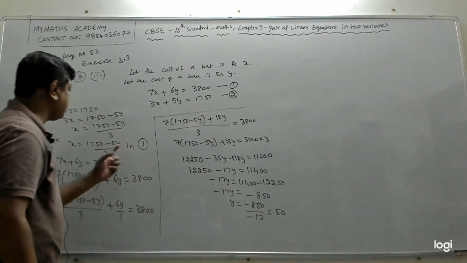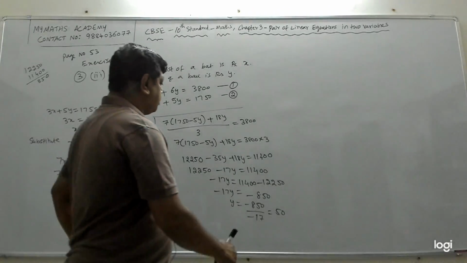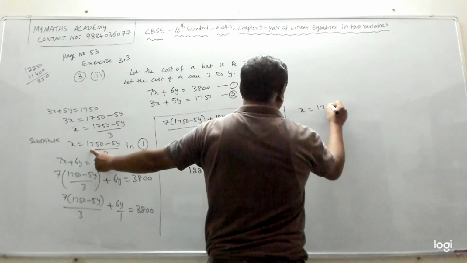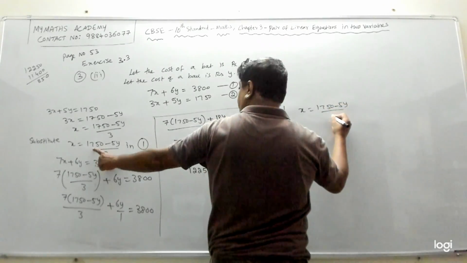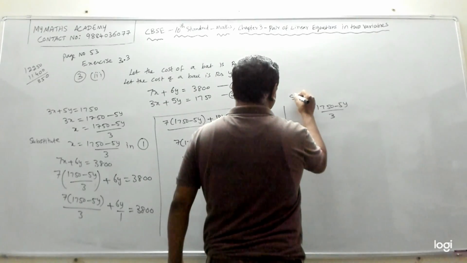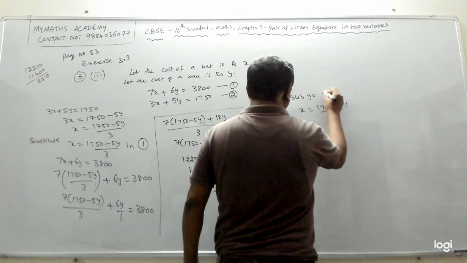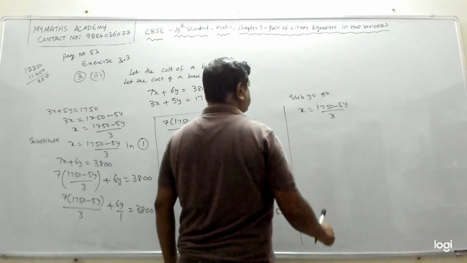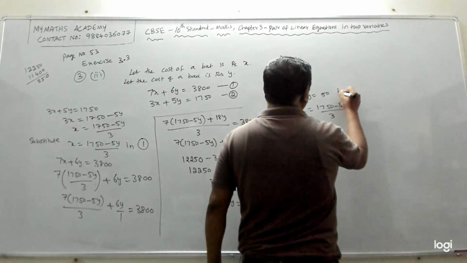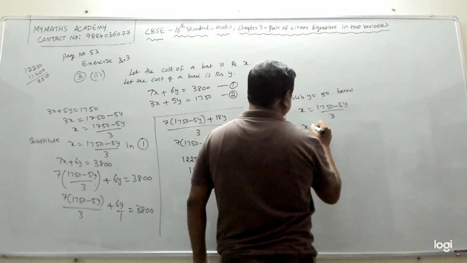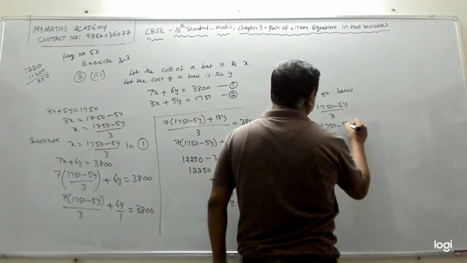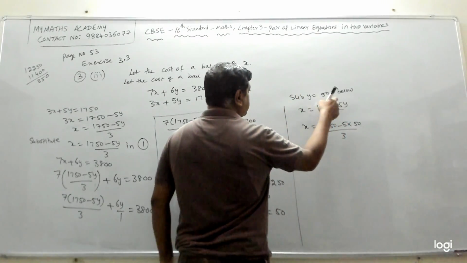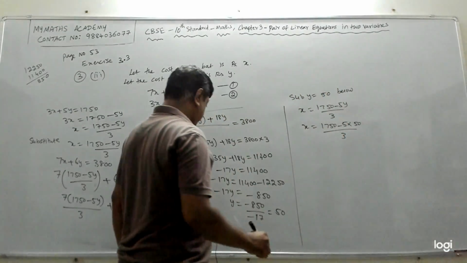So we'll substitute y as 50 here to find x. So now x is what? x is (1750 minus 5y) by 3. Now we'll substitute y is equal to 50. So x becomes (1750 minus 5 into 50) by 3. In the place of y, I am putting this 50, which we found here.